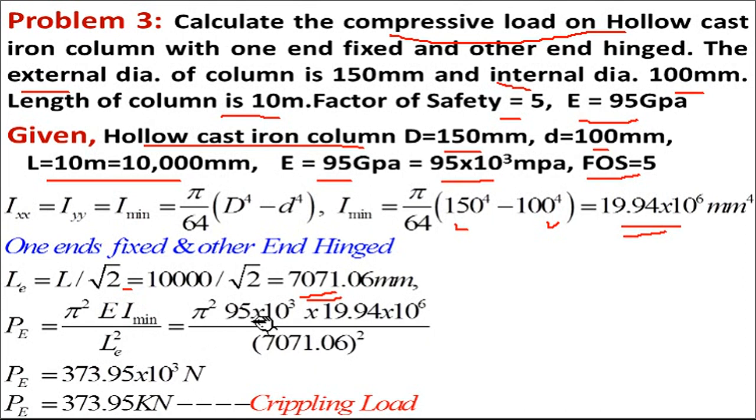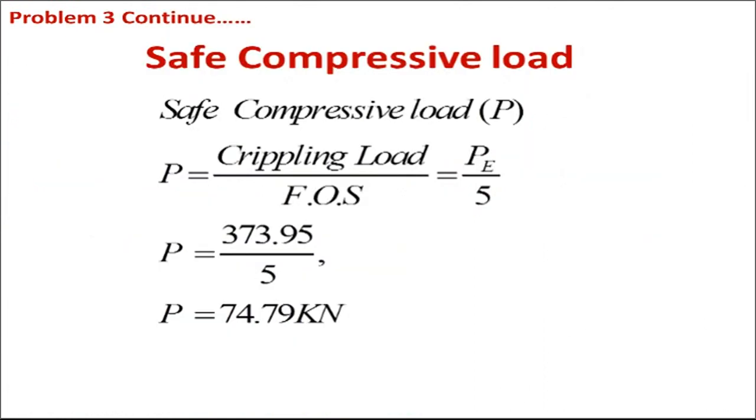Now Euler's formula is pi square EI minimum upon Le square. So pi square into put E value, put I minimum value, put Le here. By solving this, you will get the value of PE. But it is a crippling load or buckling load. What you have to calculate? Compressive load. So to calculate the initial compressive load or axial load, you have to multiply it with the factor of safety.